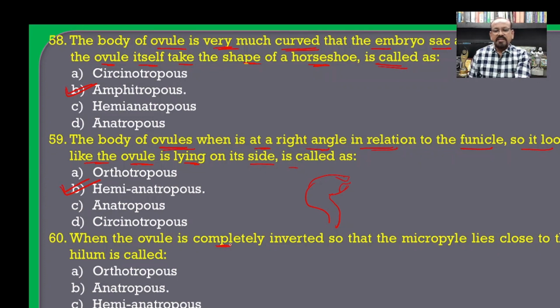When the ovule is completely inverted so that the micropyle lies close to the hilum is called as. Such a type of condition of the ovule is known as the anatropous ovule. So B will be the correct answer for this question.